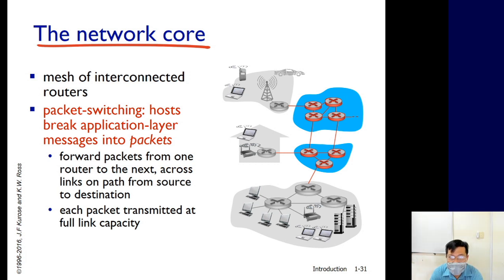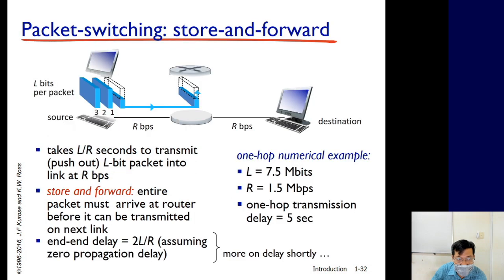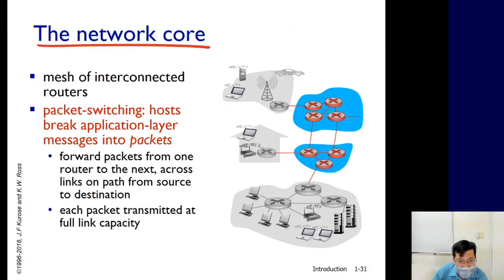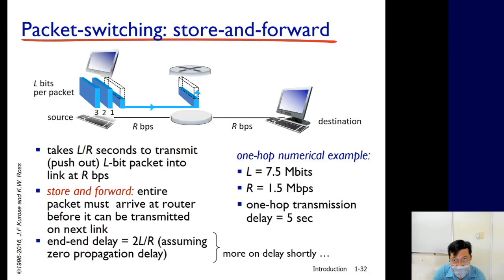There are two services in this part of the network. In packet switching, the host breaks application messages into packets and forwards the packets from one router to the next across the links, and each packet is transmitted at full link capacity. Circuit switching will be detailed later. Packet switching uses a store-and-forward mechanism.